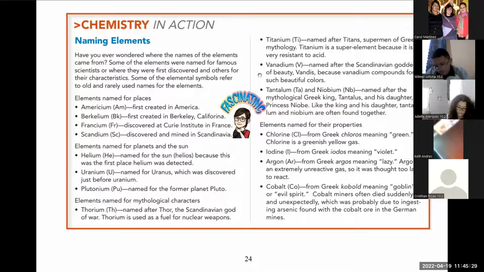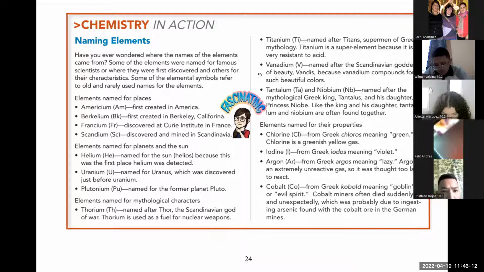Some other elements are named after celestial bodies. For example, helium for the sun, Helios, because that was the first place where helium was detected. Then uranium, of course, because of the planet Uranus, and plutonium because of the planet, well, it says former planet, Pluto. Elements are also named after mythological characters, like thorium, after Thor, and titanium because of the Titans.